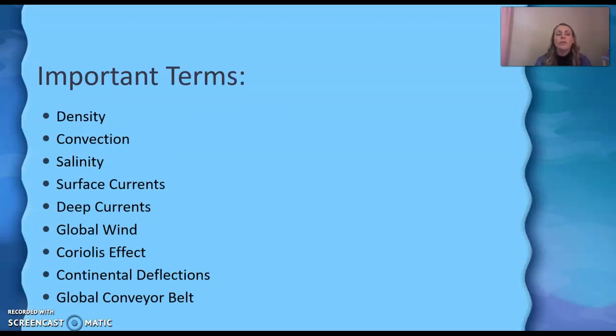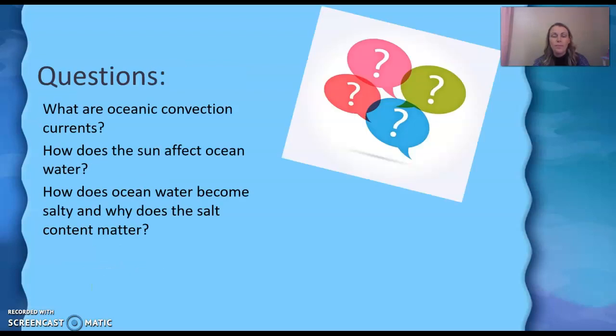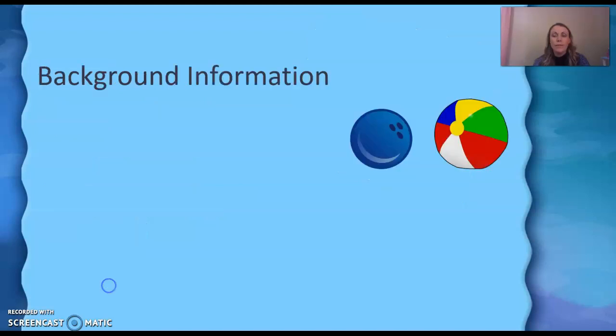So our important terms are density, convection, salinity, surface currents, deep currents, global wind, Coriolis effect, continental deflections, and the global conveyor belt. We're going to get into all of these today. What are oceanic convection currents? How does the sun affect ocean water? And how does ocean water become salty? And why does the salt content matter? So those are the three questions we're going to try to answer today.